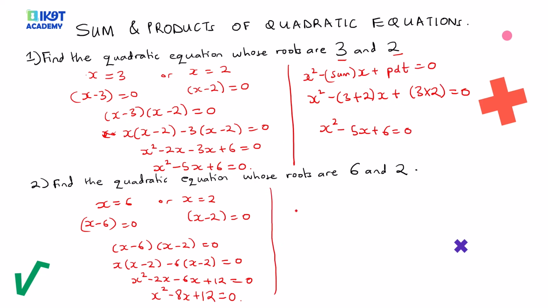Then now we have another thing here. Roots are 6 and 2, but what does our formula say? x squared minus sum of roots x plus the product is equals to 0. So what does that mean?